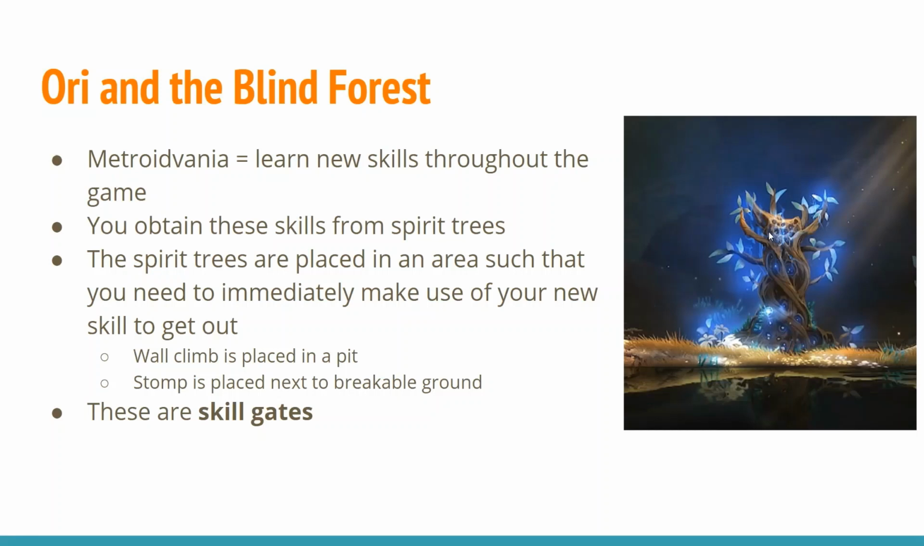such that you have to immediately use the new skill to continue the game. So for example, the tree that teaches you wall climb is placed in a pit with high walls. And as soon as you learn a skill, you have to use it to get right back out. Another example is it puts breakable ground next to the tree that teaches you how to stomp. And these are examples of skill gates, because once you learn how to use a new skill, the game does not let you continue until you've proven that you know how to use it.